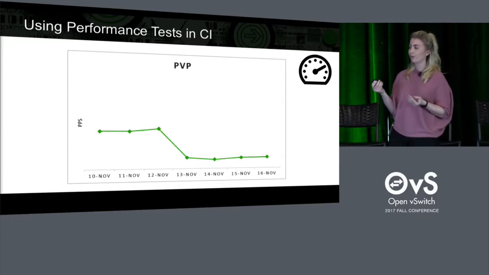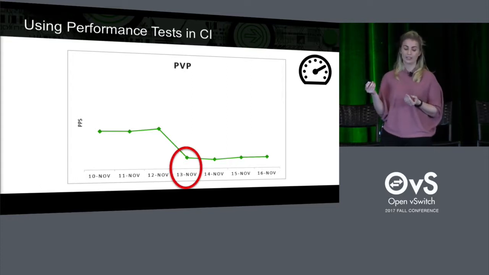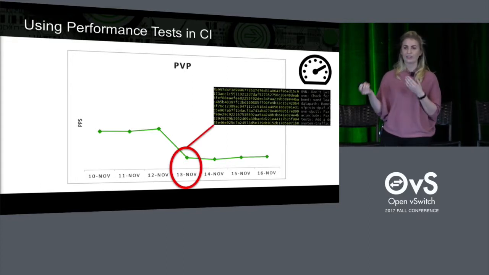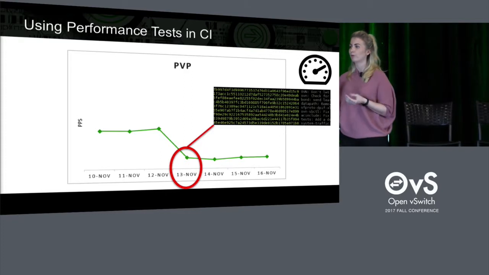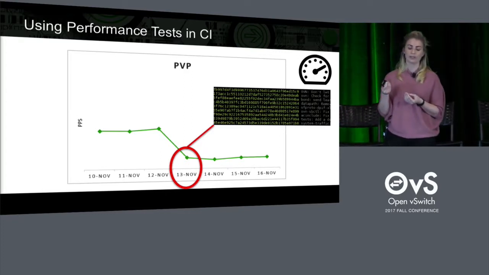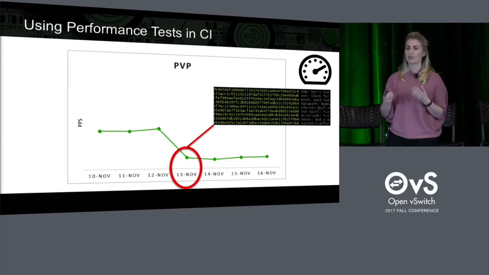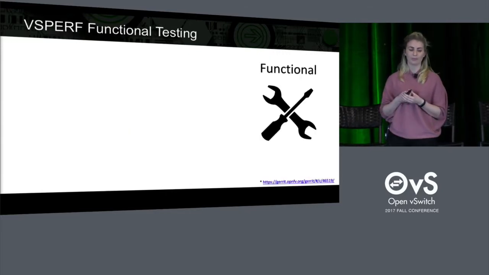And then in the instance of a regression, we can pinpoint the date, do a bit of detective work with the Git log using my favorite tool, Git blame, and figure out which was the offending commit, and then maybe propose a fix or propose that the commit is reverted. So it's pretty useful for tracking historical performance.